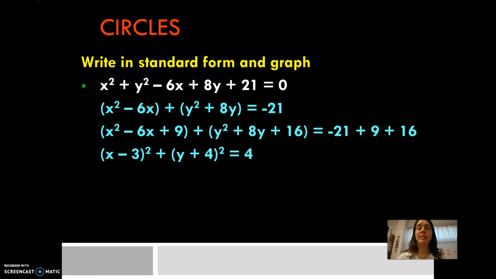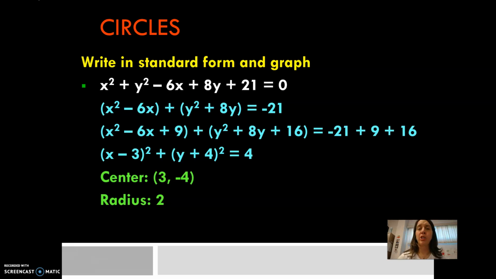Now that our equation is in our standard format, we can pick out our two essential pieces, which are the center as well as the radius. The center of our circle is going to be located at 3, negative 4. Again, I'm picking the opposite out of those parentheses, and our radius is going to be 2. Those are the two things that I now need to use to correctly graph our circle.